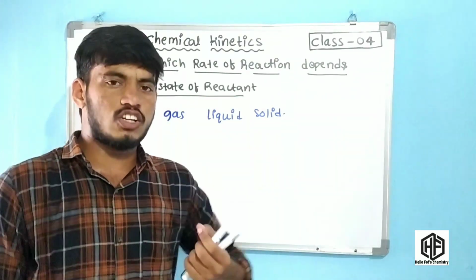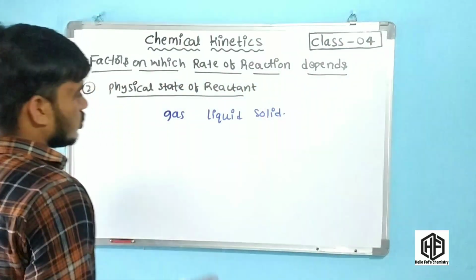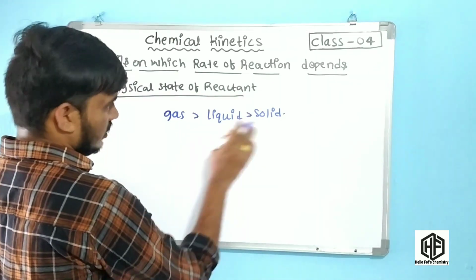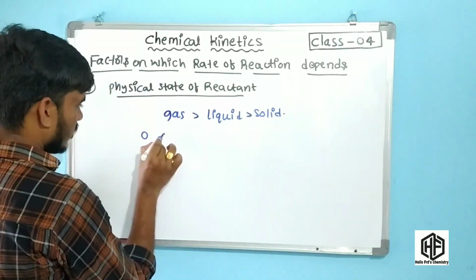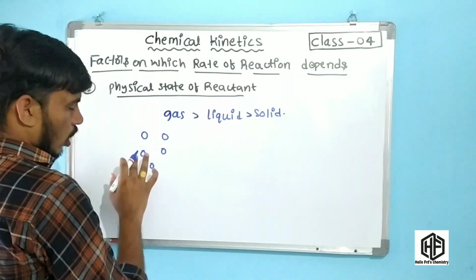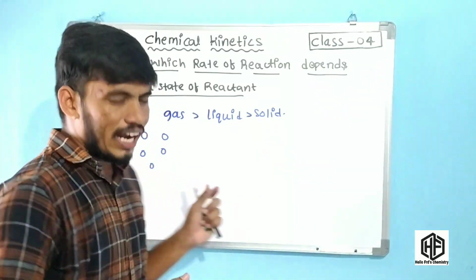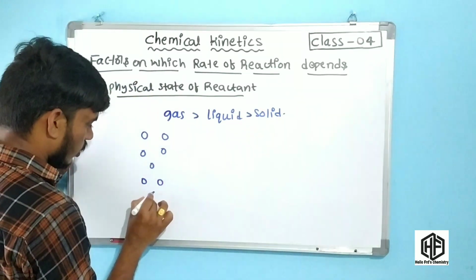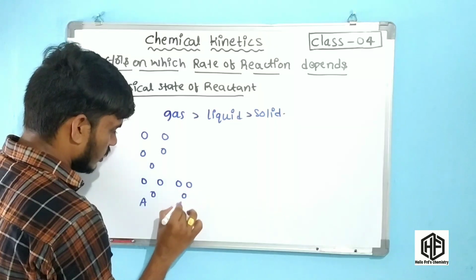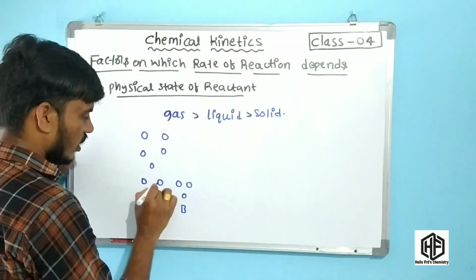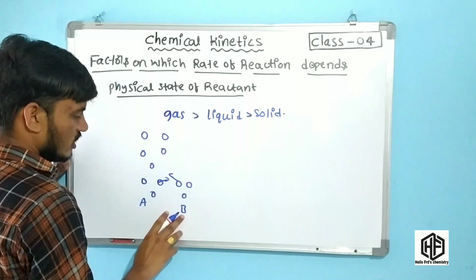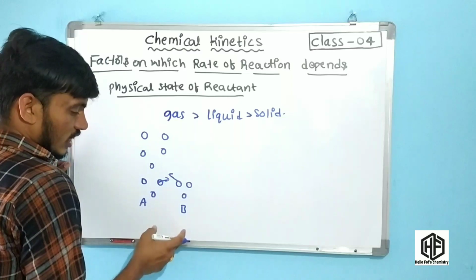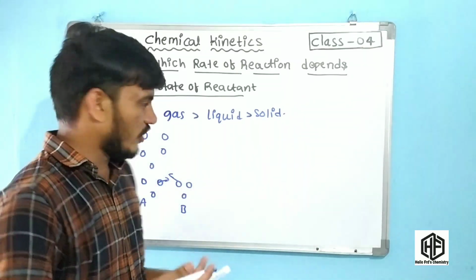Which one has the higher rate of reaction? Gaseous reactants have a higher rate of reaction compared to liquids and solids, because gas molecules are freely movable. The random motion is very high in gaseous molecules. This is gaseous molecule A and this is gaseous molecule B. These two gaseous molecules easily collide and react, so the rate of reaction is very high.